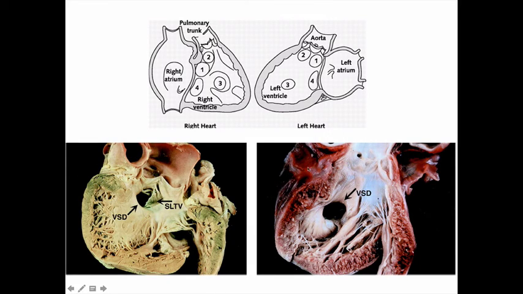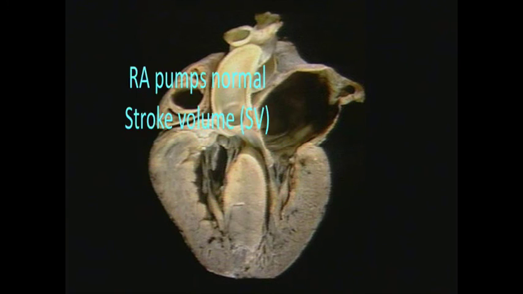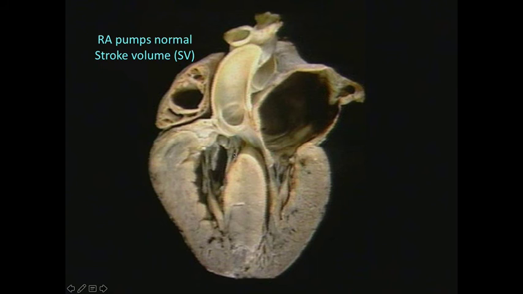So these are some pictures of VSDs, holes in the heart there. Here's another one. So again, it's showing you the location right here. It's sort of a funny view. But so the right atrium is pumping normal stroke volume. The blood goes into the right ventricle. The right ventricle would pump the blood out, but when the heart squeezes, blood from the left ventricle is pushed because of the pressure into the right side.